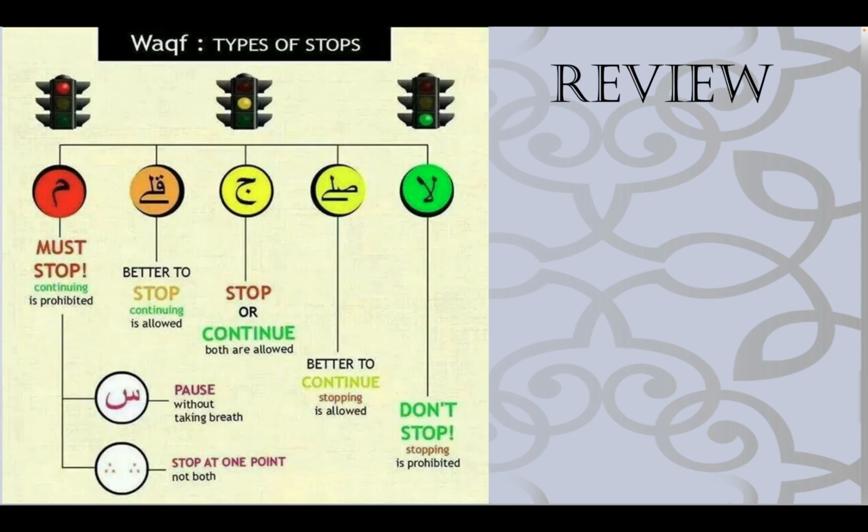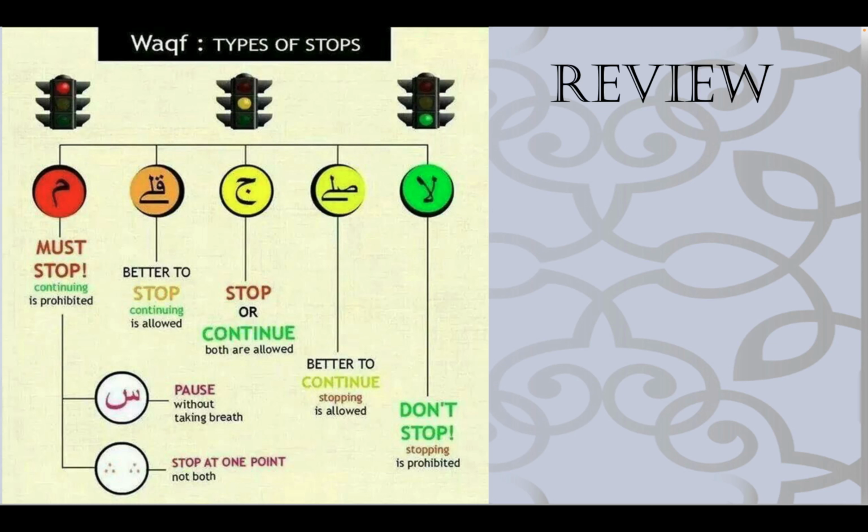Okay, review from last time. The types of stops. On the far right side, this mark that you see is indicated by a green light. And remember, what happens at a green light? You don't stop, you must keep going. Stopping is prohibited at this point, and you can get into an accident. If you stop at a green light, somebody might hit you in the back. So keep going, don't stop. At this point, stopping is prohibited. That means keep going, green.